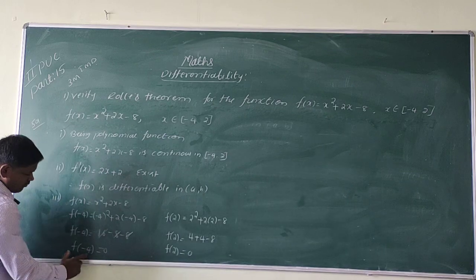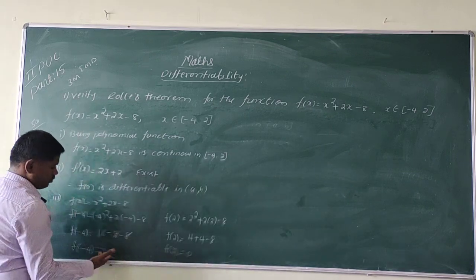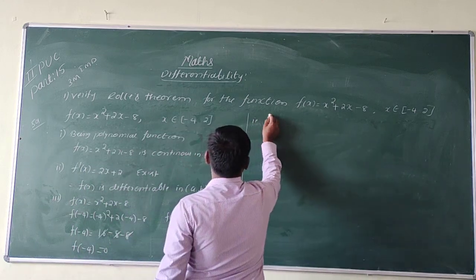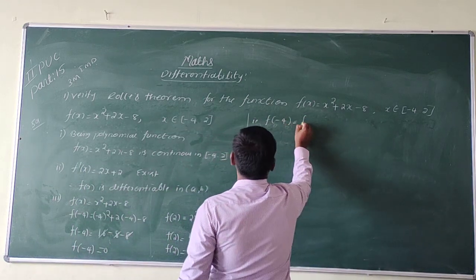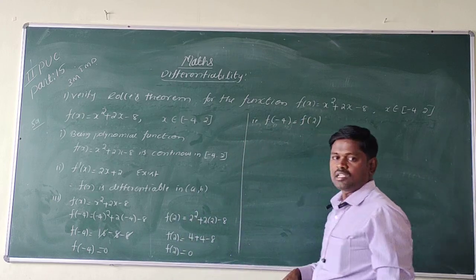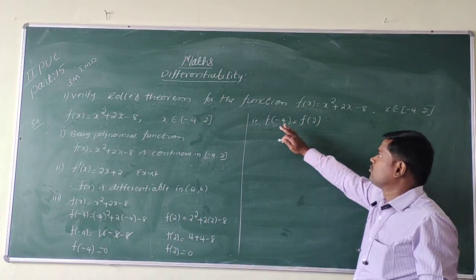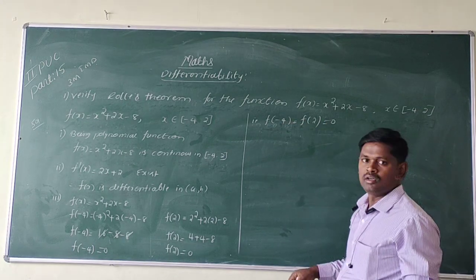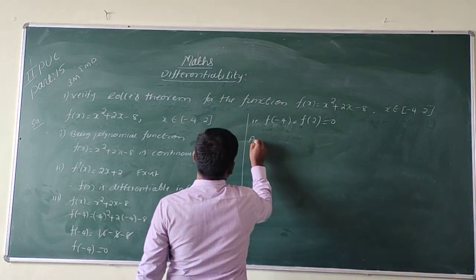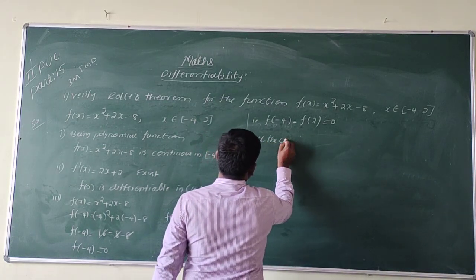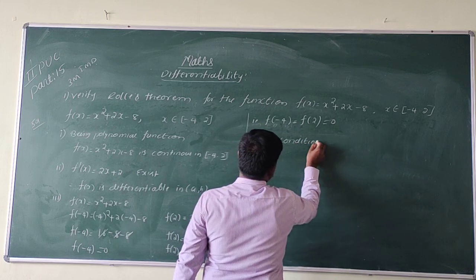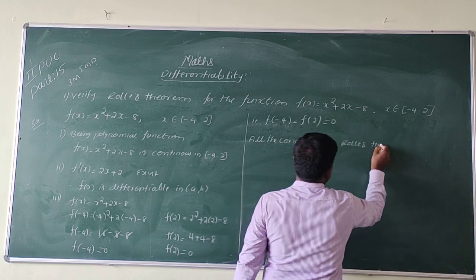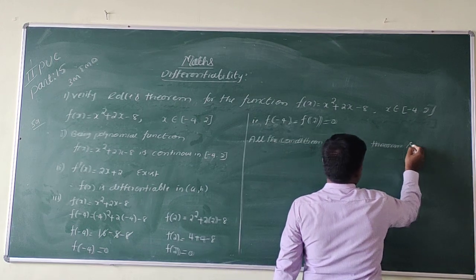See here, f(-4) and f(2) have the same value. Therefore f(-4) is equal to f(2). That means the third condition is satisfied. What is the third condition? f(a) is equal to f(b), which is equal to 0. So all the conditions of Rolle's theorem are satisfied.